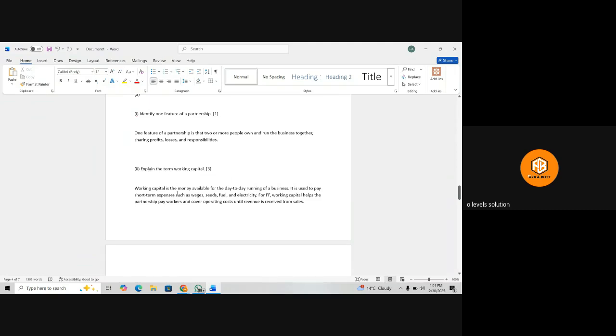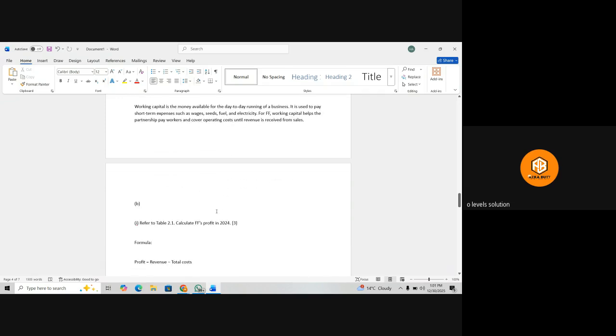Okay. Working capital is the money available for day to day running of business, and it is used to pay short term expenses such as wages, seeds, fuel, and electricity. For FF, working capital helps the partnership pay workers and cover operating costs until revenue is received from sales.